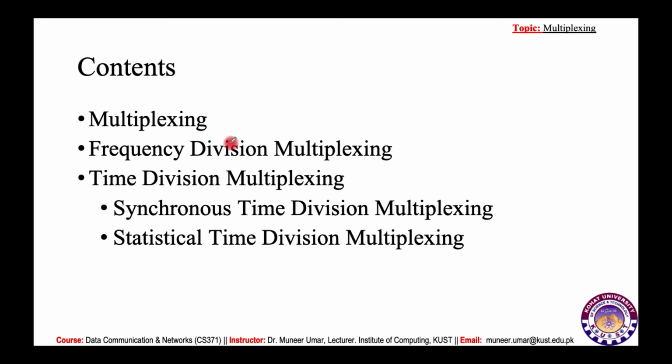These are the contents for our today's lecture. First, we will study the basic concept about multiplexing. Then we have two major types of multiplexing. The first one is frequency division multiplexing, which is used for analog signals. Then we have time division multiplexing, which is used for digital signals. In time division multiplexing or TDM, we have two types: synchronous time division multiplexing and statistical time division multiplexing. So we will look into all these with some example questions and their solutions.